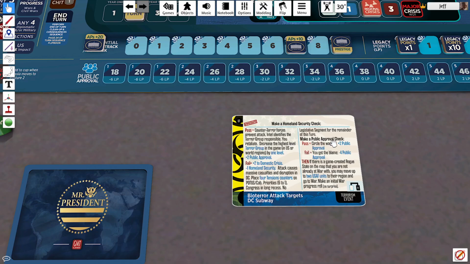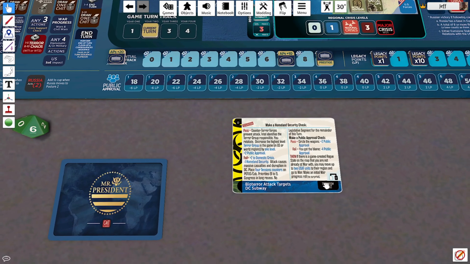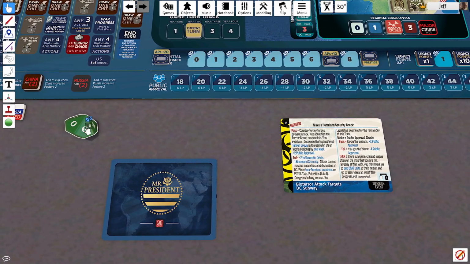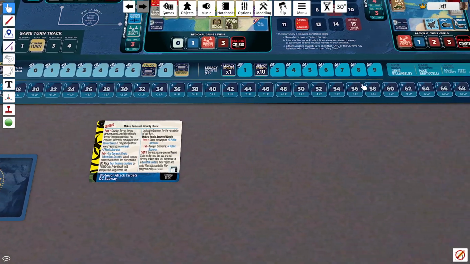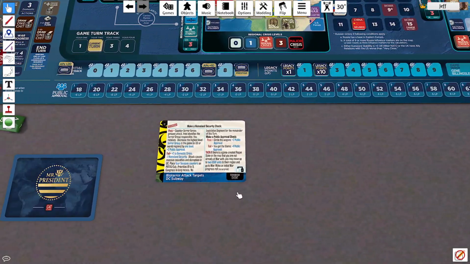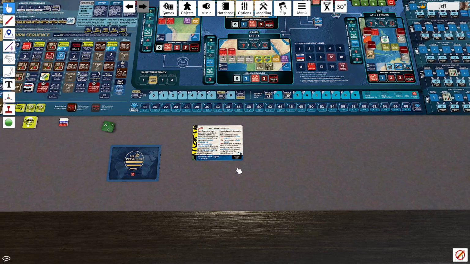No legislative segment for the remainder of this turn. I don't have any more health. And then a public approval check. 6. Yeah, we passed by miles. +2 public approval. It's already up there.